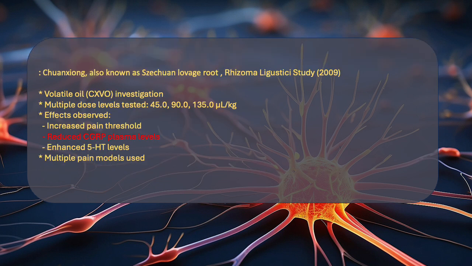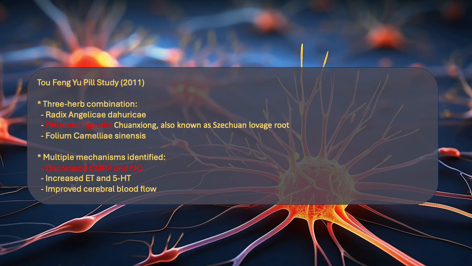This comprehensive study showed that Rhizoma Ligustici's volatile oil component could effectively treat headache through multiple mechanisms, including CGRP modulation and serotonin enhancement. The pill study demonstrated how traditional combination therapy could affect multiple pathways simultaneously, including CGRP modulation, neurotransmitter balance, and vascular function.